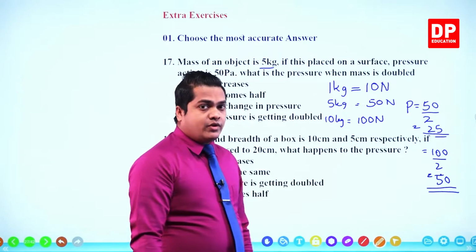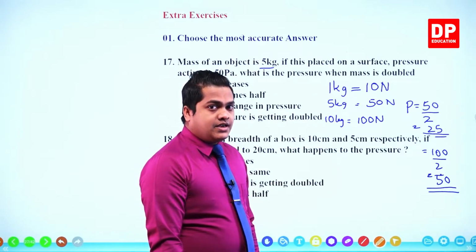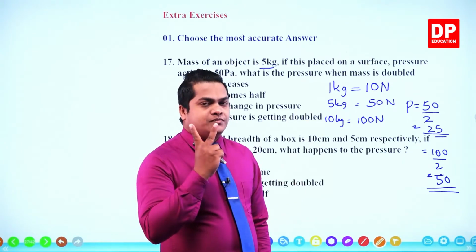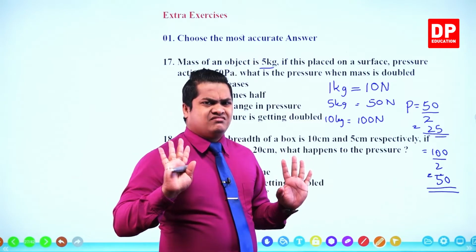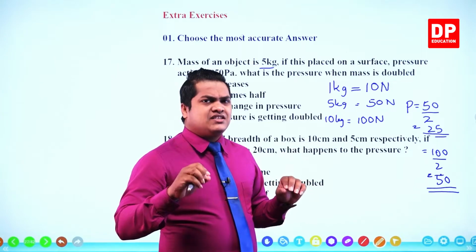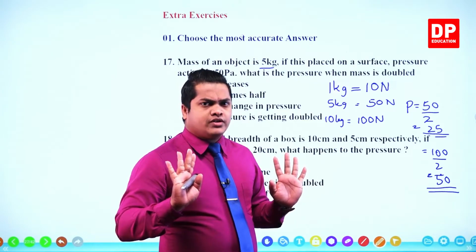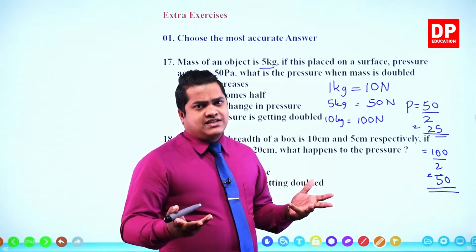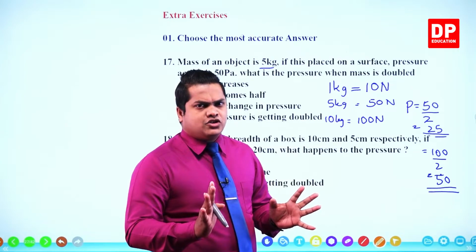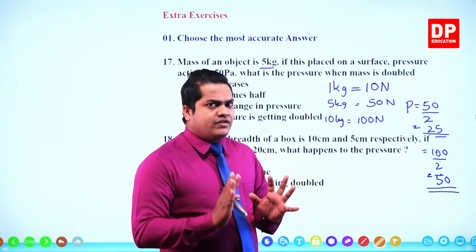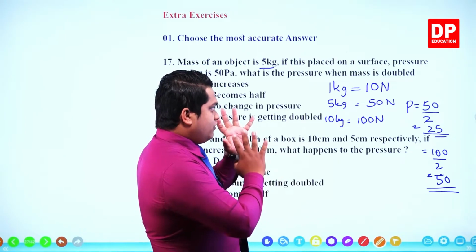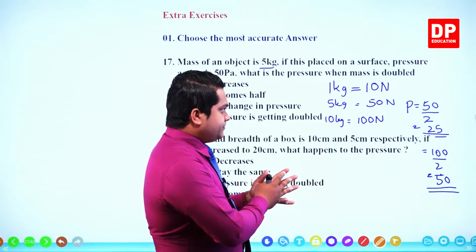See how the pressure is going to change. I just assume that the contact surface is 2 units, any units, whatever unit you want. Because the area is not getting changed here, no? They are not mentioning anything about the area, so we can say that the area is not getting changed. Only the factor which is getting changed over here is the force. Force is getting changed from 50 Newton to 100 Newton.